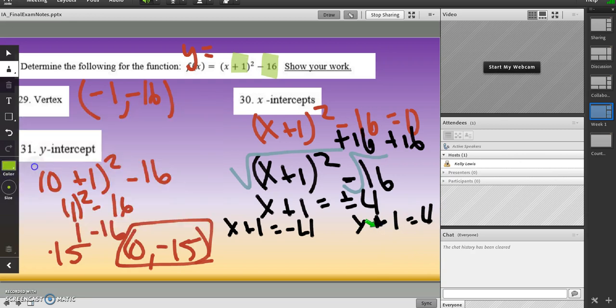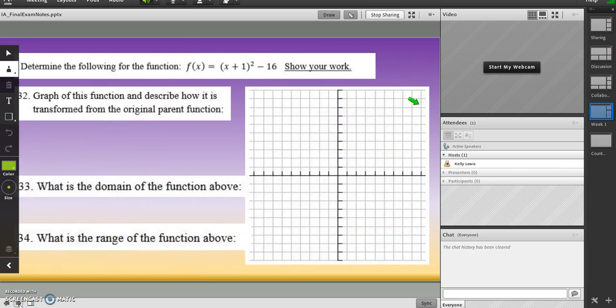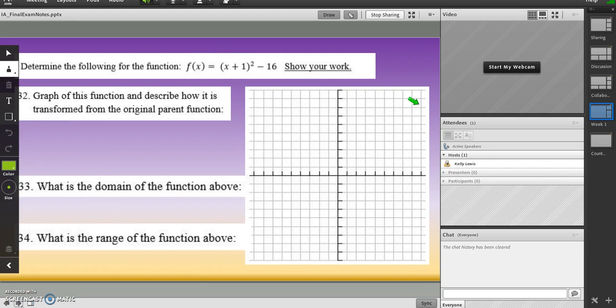And so I'm going to subtract 1 on both sides. Negative 4 minus 1 is negative 5, and then 4 minus 1 is 3. So my x-intercepts are going to be (-5, 0) and (3, 0). I'm going to keep that information in mind because in just a minute I have to graph it. So it's negative 5 and 3.